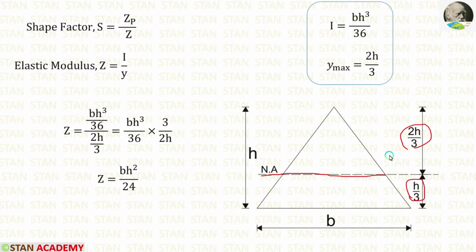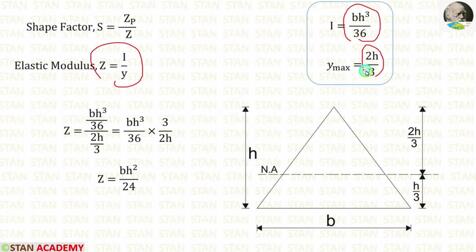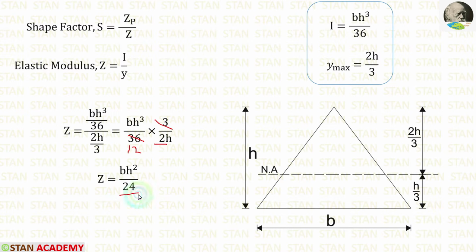So here we may have some confusion about which one we have to apply for y. For the value of y, we have to take the maximum value. Comparing both of these values, 2h by 3 is the maximum value. So y max is equal to 2h by 3. In the formula, we can apply the values of I and y. We can take 2h by 3 inversely and then multiply. We can cut this h and cube, here it will be square. Also we can cut 3 and 36, here it will be 12. 12 into 2 we will get 24. Finally we are getting Z is equal to bh square by 24.